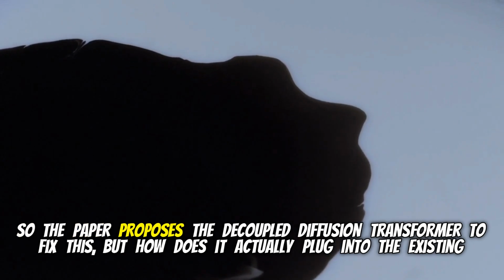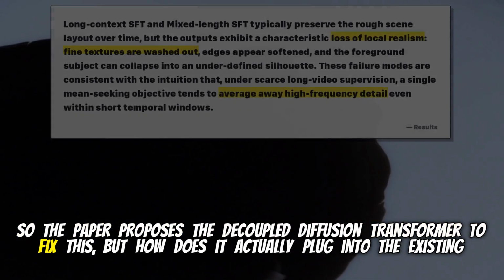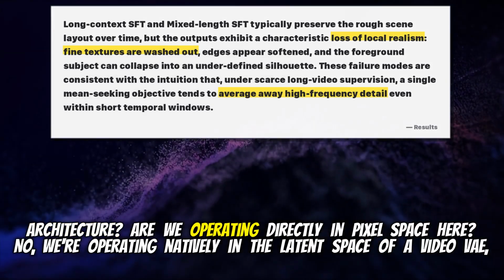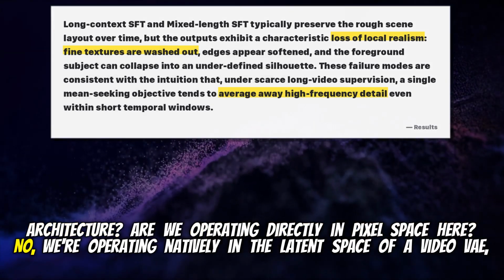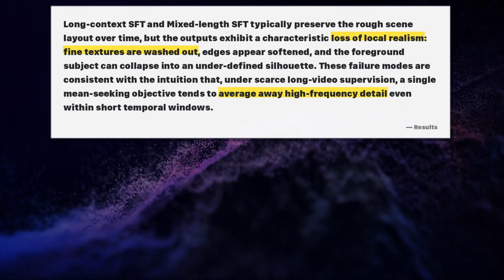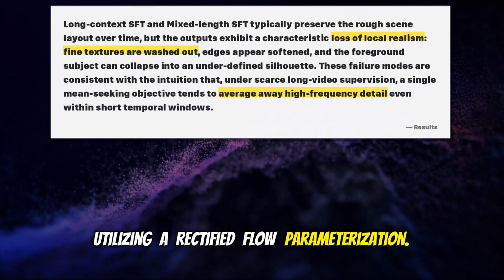So the paper proposes the decoupled diffusion transformer to fix this, but how does it actually plug into the existing architecture? Are we operating directly in pixel space here? No, we're operating natively in the latent space of a video VAE, utilizing a rectified flow parameterization.